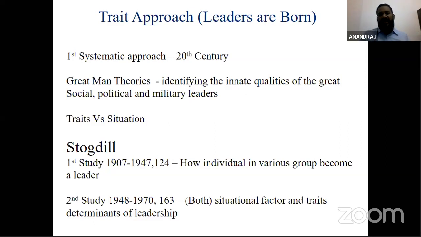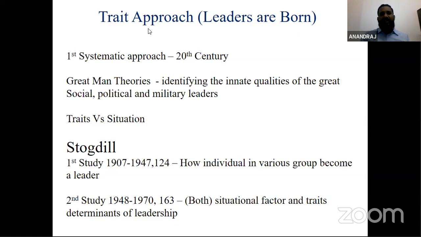Initially, Stockdale says there are no specific traits that made people leaders. He took social, political, and military leaders, and says there are no specific traits that the followers and different leaders have. He started his research between 1907 and 1947. He took 124 leaders and started identifying the traits, how these individuals in various groups became leaders. What are the traits that make them leaders? That's what this first study was.